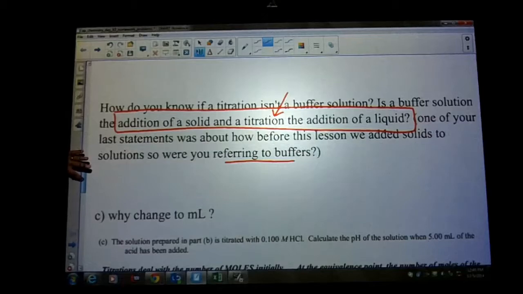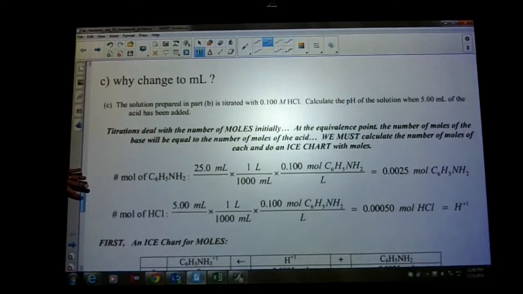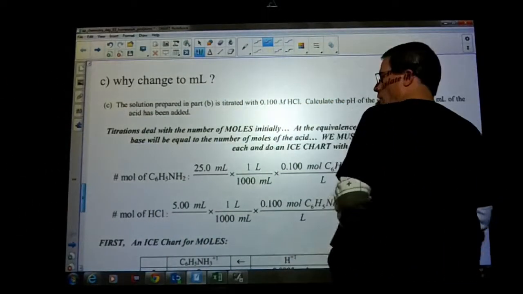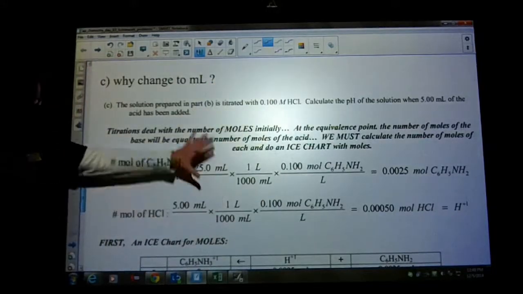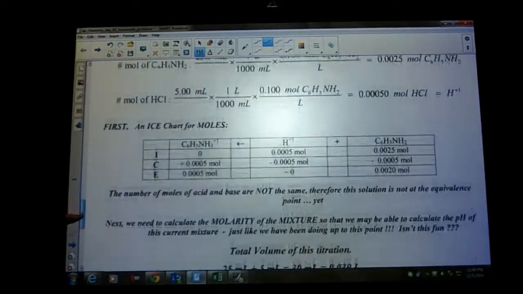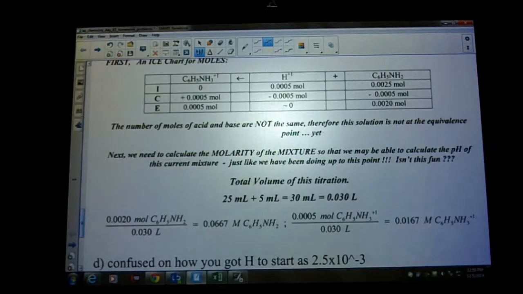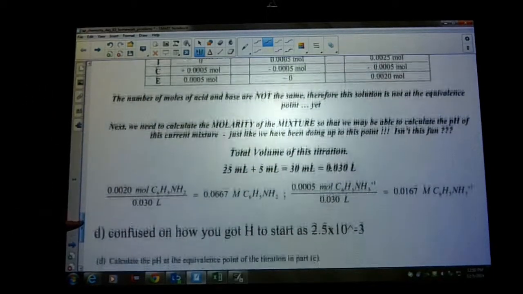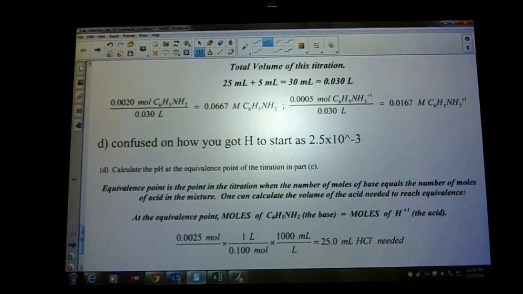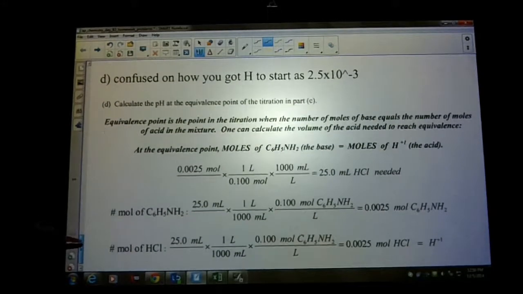And your phones are getting close up. All right, why change to milliliters? And again, since this is a titration, we want to make sure that we're keeping track of our volume here. This is pretty much what I just showed you a second ago. So we have to make sure that we're aware of the volumes, because we want to find out what the molarity is. And then, confused on how you got hydrogen to start as 2.5 times 10 to the negative 3. I think that was the number of moles.